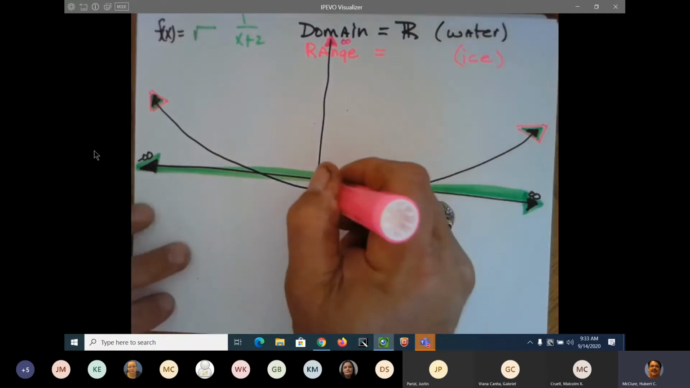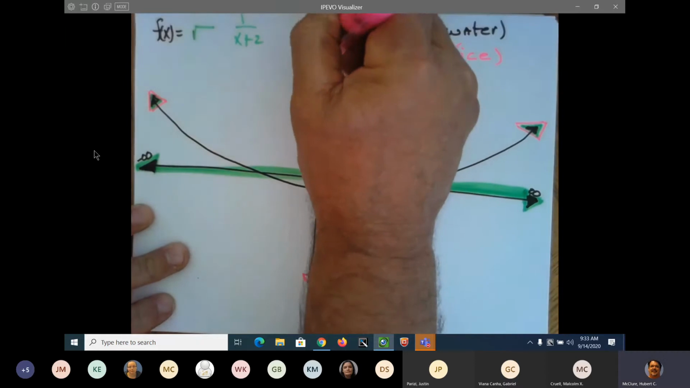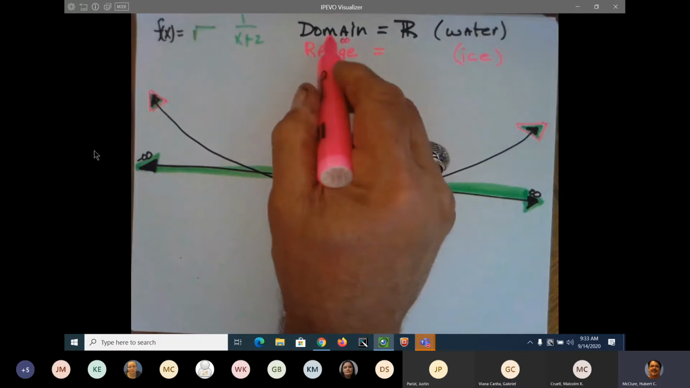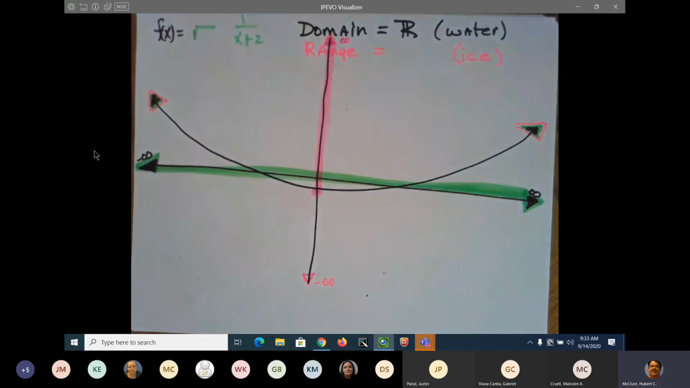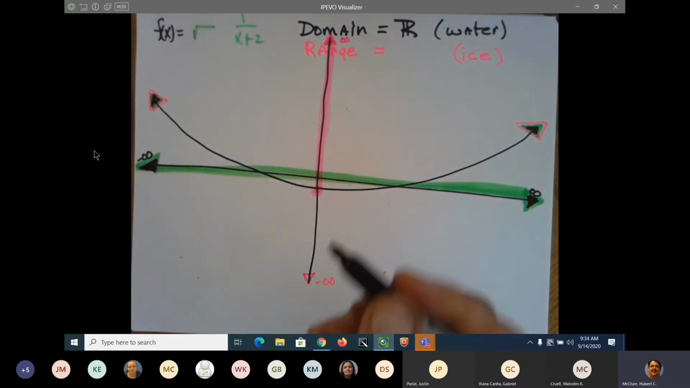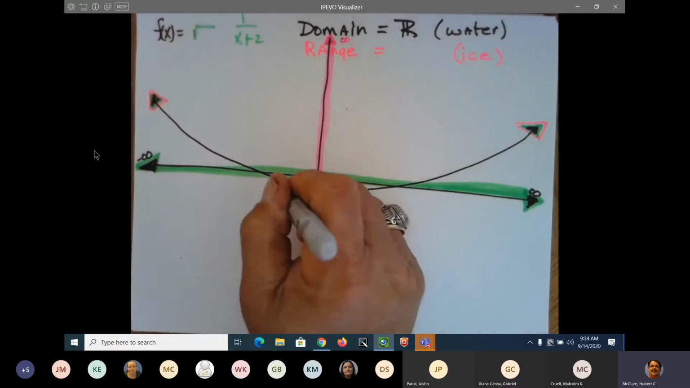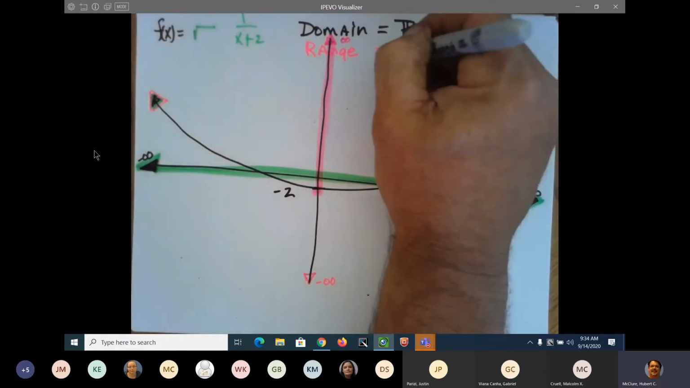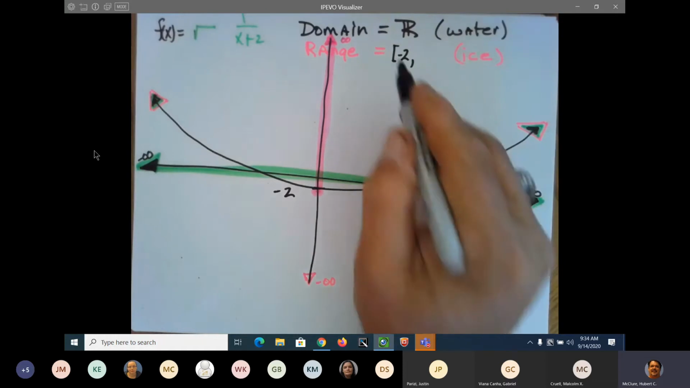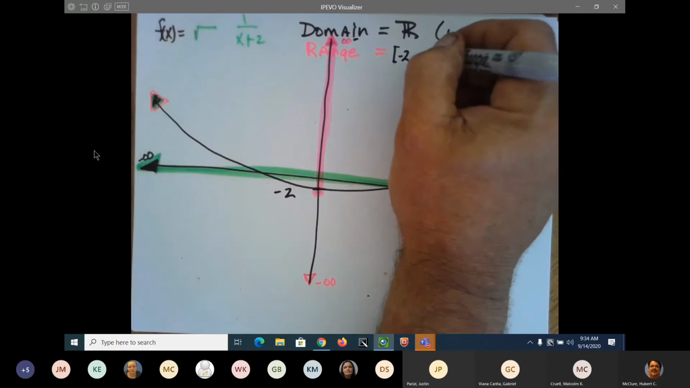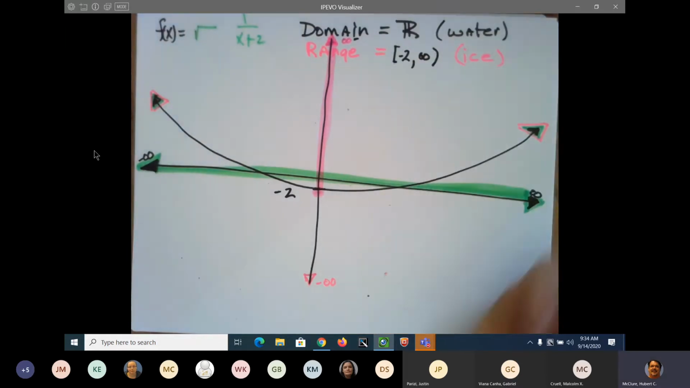So my function will spit out values from this vertex right here to infinity. Now, when you touch a number, that means you're going to put a bracket on it. Let's say that's -2. So my range is going to be from -2, which I include because it touches -2, to infinity. Infinity always gets a parenthesis. Negative and positive infinity always get a parenthesis.